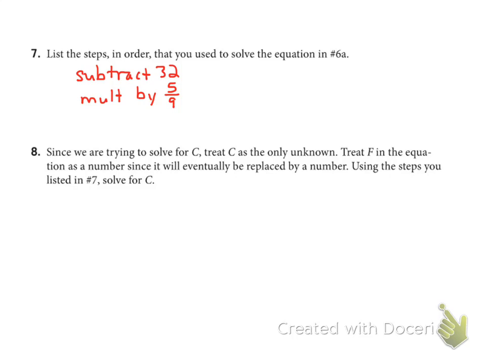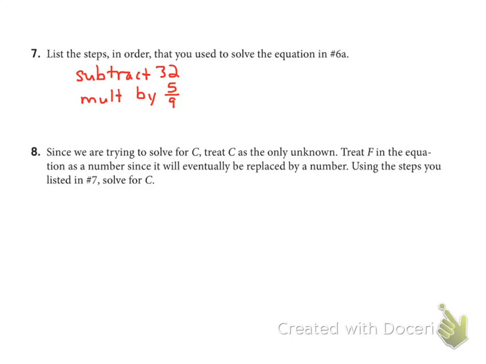So number 8, since we are trying to solve for C, treat C as the only unknown. Treat F in the equation as a number since it will eventually be replaced by a number. Using the steps you listed in number 7, solve for C.